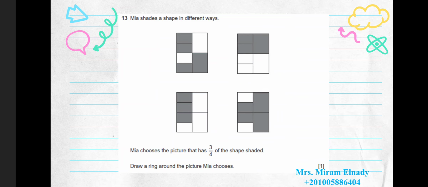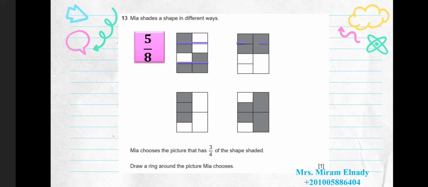Here we need to check which one is equal to 3 over 4. We need to first find how many parts these shapes are cut into. So let's count the gray part, 1, 2, 3, 4, 5, and the total is 8. So the first one is 5 over 8.